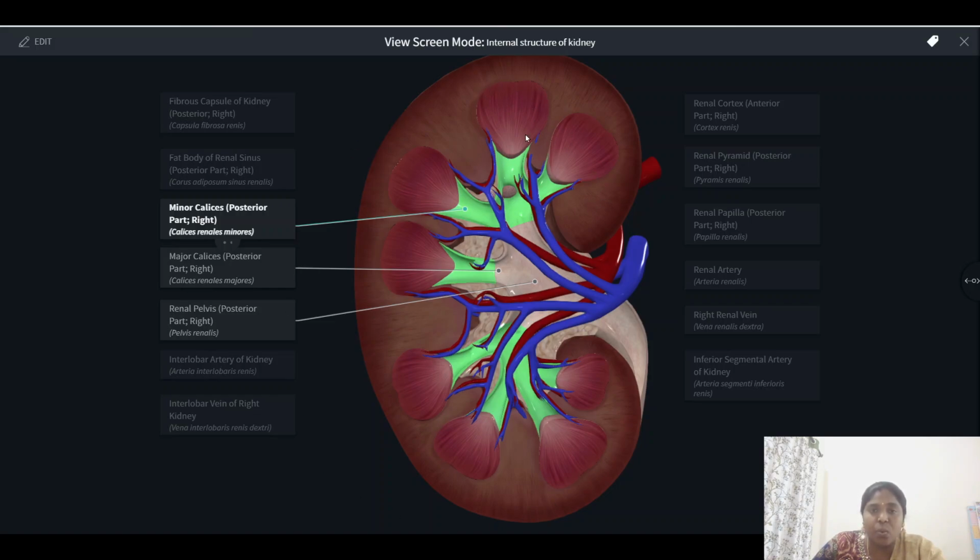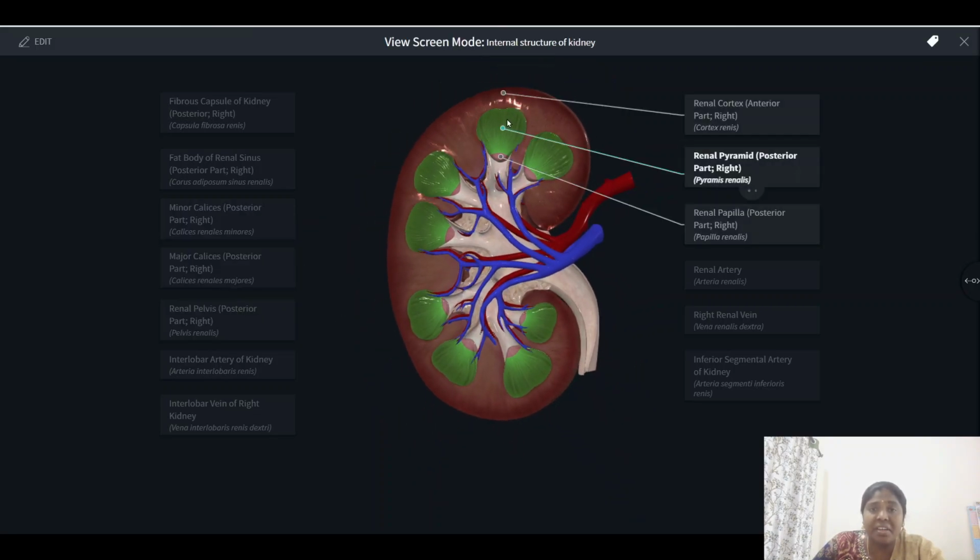When you look at the overall kidney, the outer layer is the fibrous capsule, and next to the fibrous capsule we find the outer layer of the cortex. Next to the cortex we find these pyramids. These are called the renal pyramids.